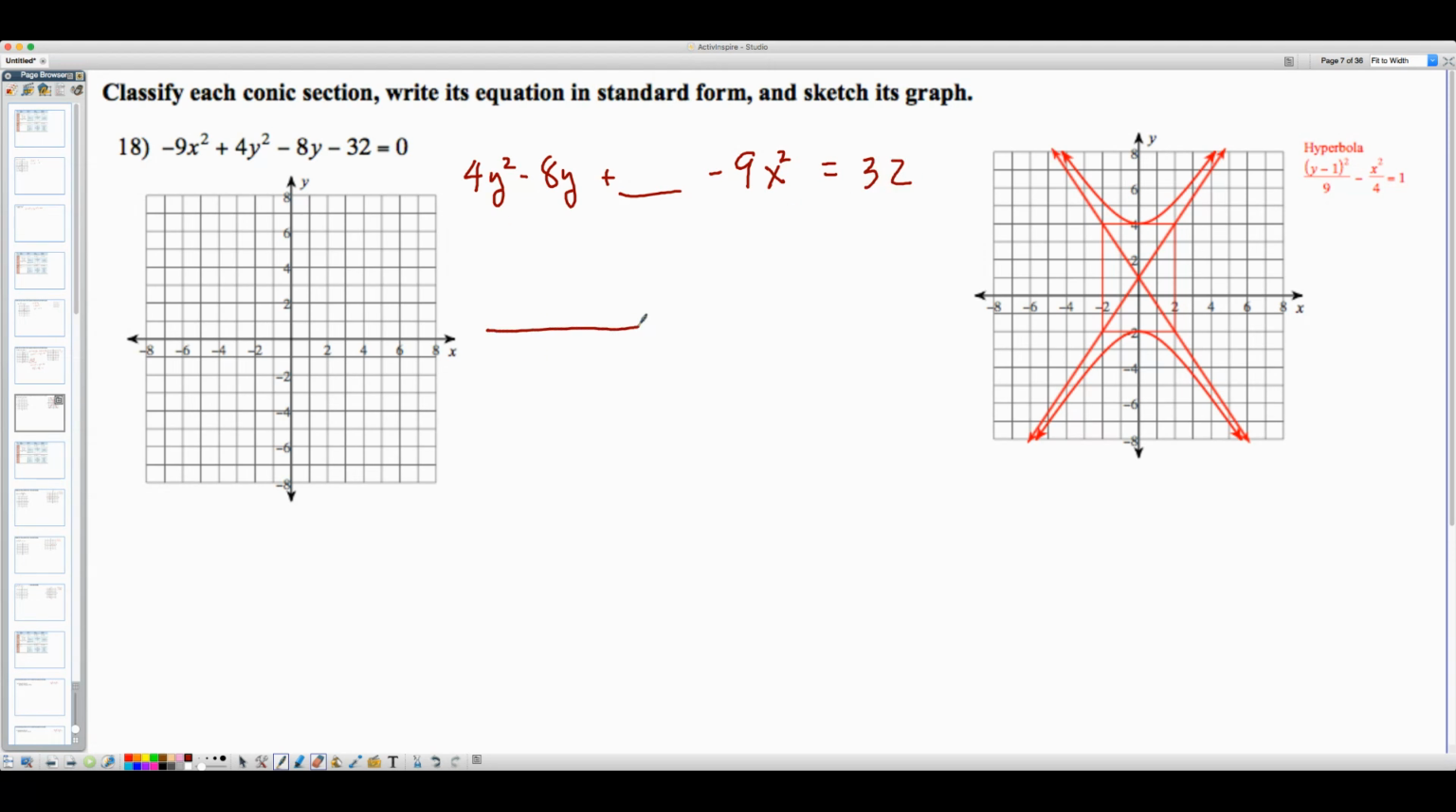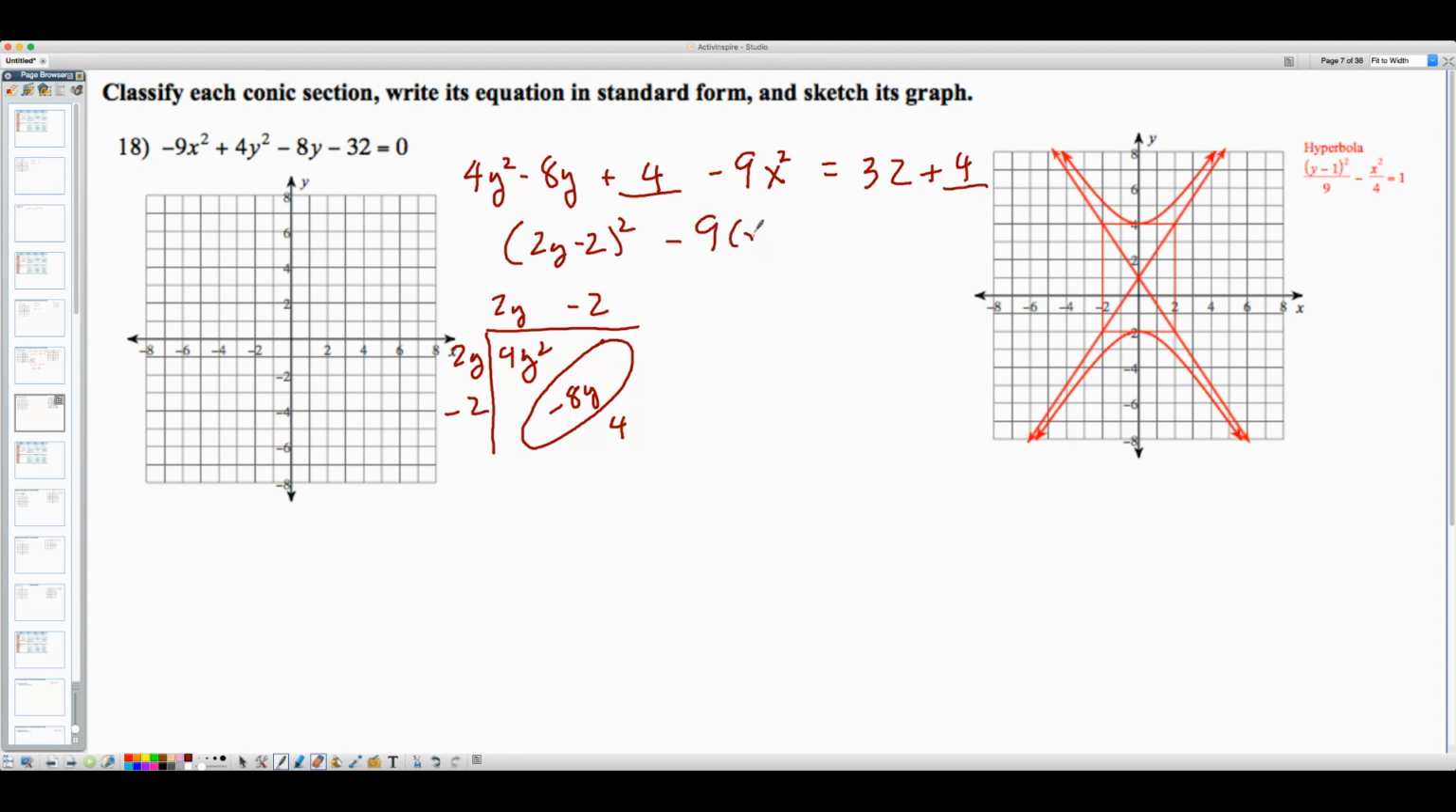And what number completes this square? Well, if I go 2y times 2y, that gives me my 4y squared. And these two values together have to add up to negative 8y. So if I divide this by 2, I get negative 2 and negative 2, and a 4. I'm going to add 4 to both sides of the equation. Anything you do to the left side, you do to the right. So this becomes 2y minus 2 squared minus 9x squared is equal to 36.